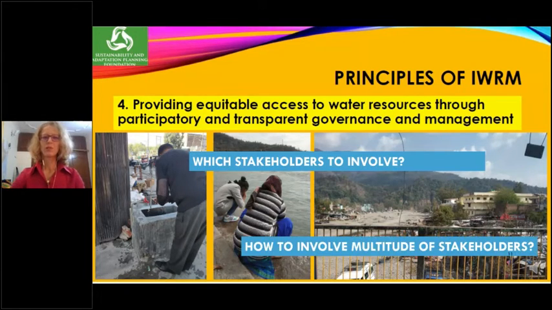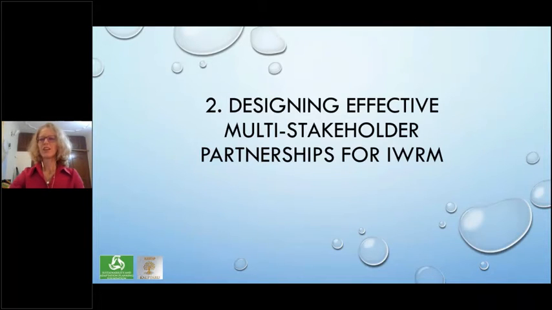Which stakeholders to involve? We just had the poll. And how to involve a multitude of stakeholders, that is a challenge. So let me go to the next point, how to design effective multi-stakeholder partnerships for integrated water resources management.